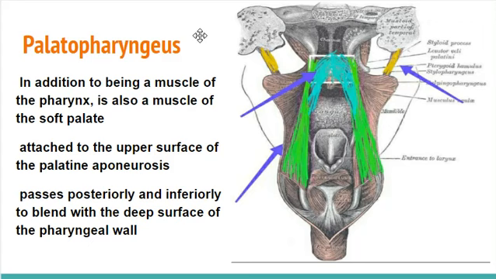Now if you can recall, the palatopharyngeus was also a muscle of the soft palate, right? We had studied there were 5 muscles in the soft palate, and 2 muscles descending from the palatine aponeurosis were the palatoglossus and the palatopharyngeus. So palatopharyngeus is also a muscle of the pharynx, and it is attached to the upper surface of the palatine aponeurosis, passes posteriorly and inferiorly to blend with the deep wall of the pharyngeal wall.